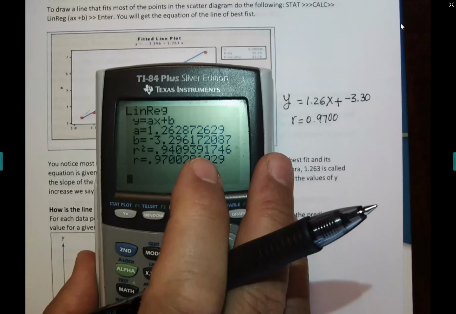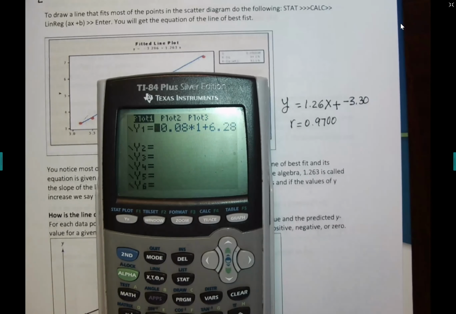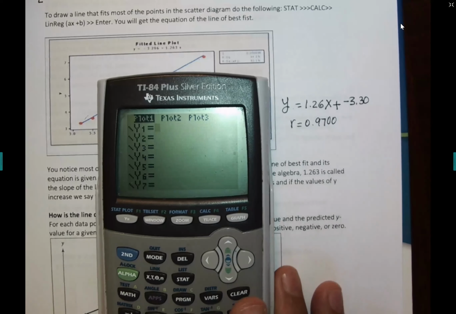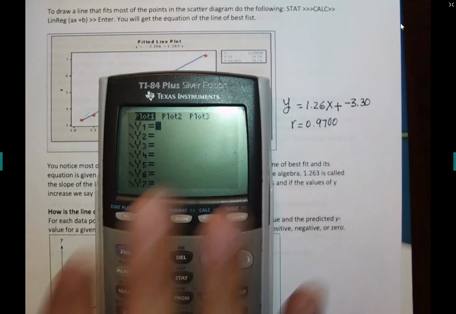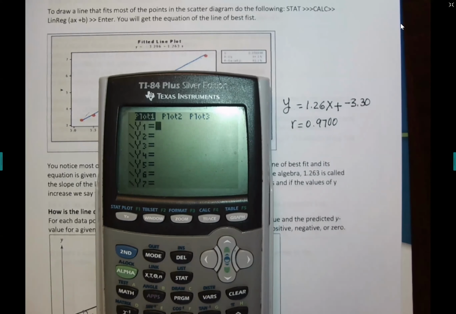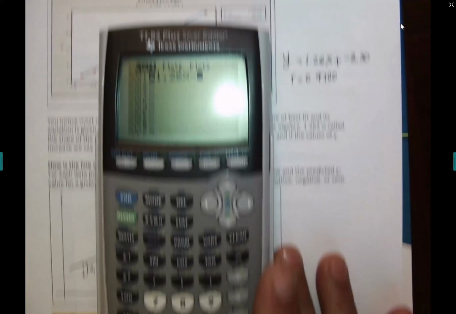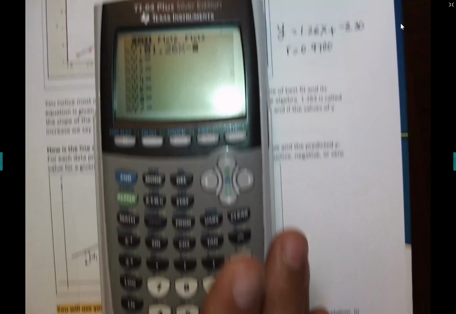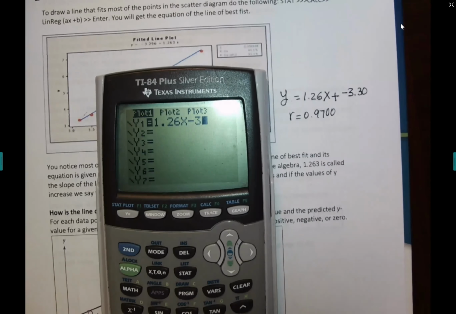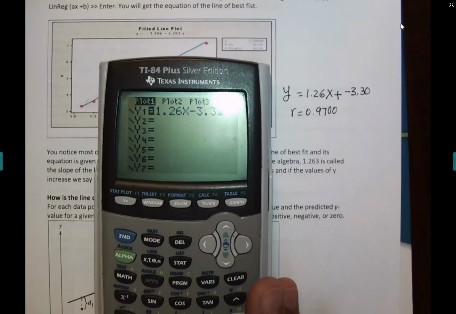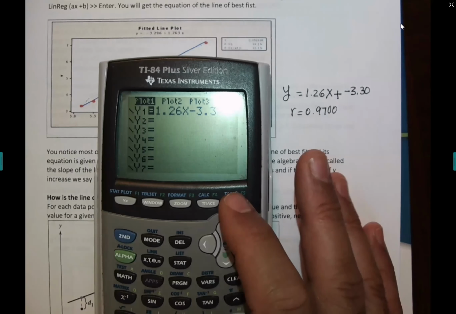Now we're going to put in y equals. So again, click here, y equals, and enter 1.26x plus negative 3.3. So it will be 1.26x. Look, this is x right here, guys. And then minus, this is the minus sign right here, 3.3. And press graph.